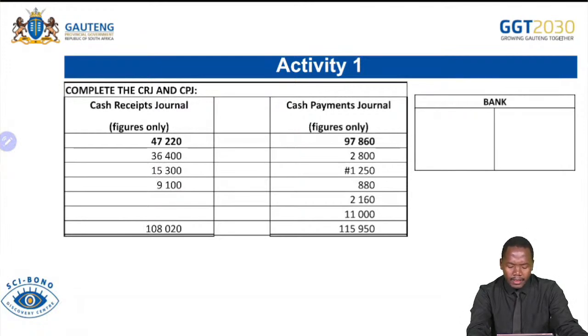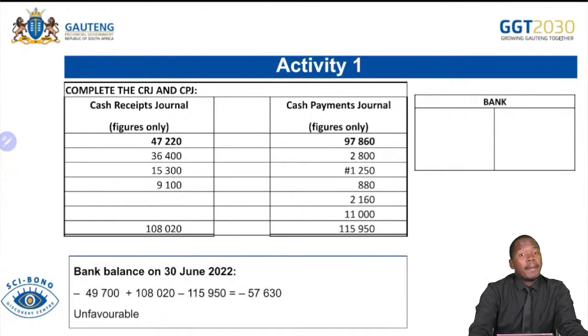And then we have 1,250. We have 880, 2,160, as well as 11,000. Then it gives us a total of 115,950. Grade 12s, I hope you've been noting these figures down so that it will be easy for us to move forward. Now, you can check here. Now we need to prepare our bank account.